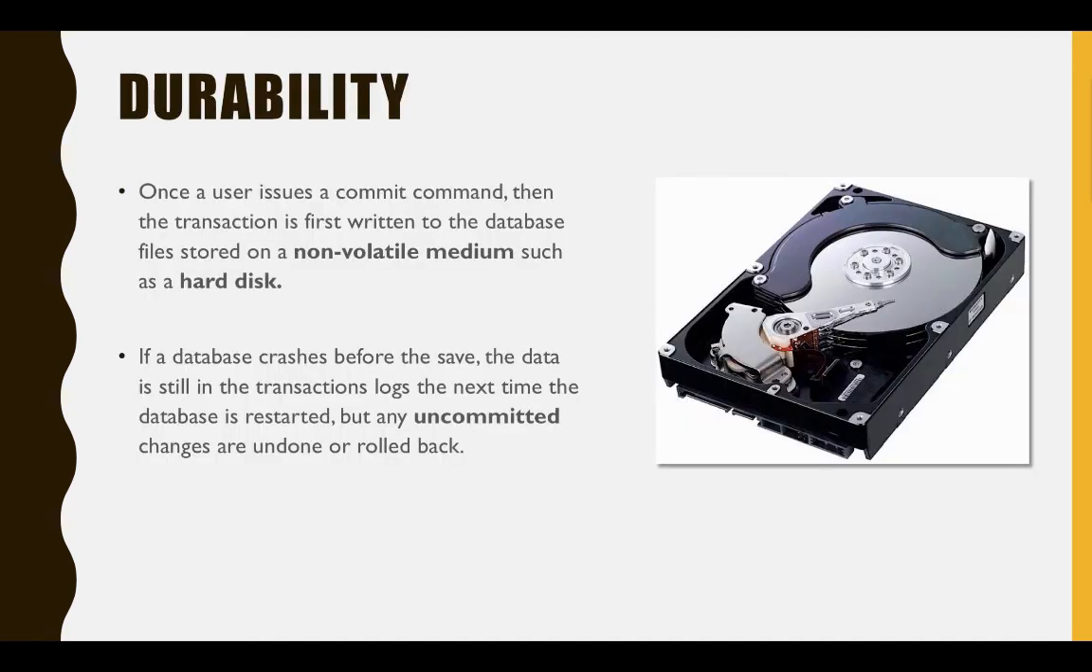So, to reinforce, once a user issues a commit command, the transaction is first written to the database files stored on a non-volatile medium such as a hard disk, which is done before confirming to the user that the save has occurred. If a database crashes before the save, the data is still in the transaction logs. The next time the database is restored, any uncommitted changes are undone or rolled back.